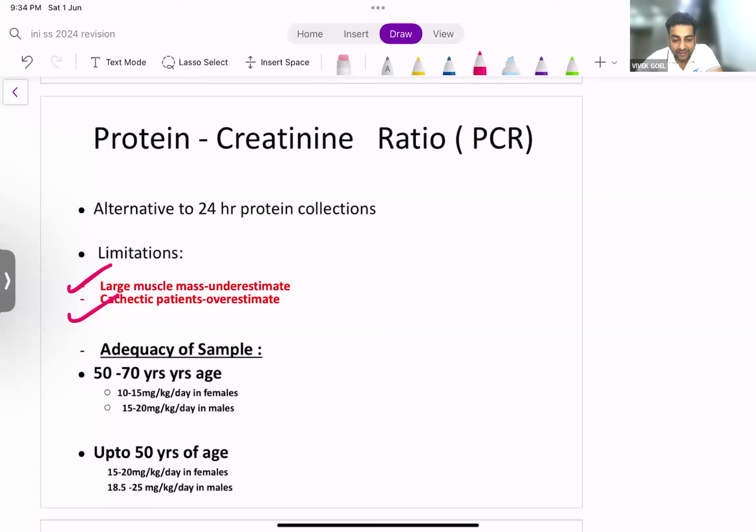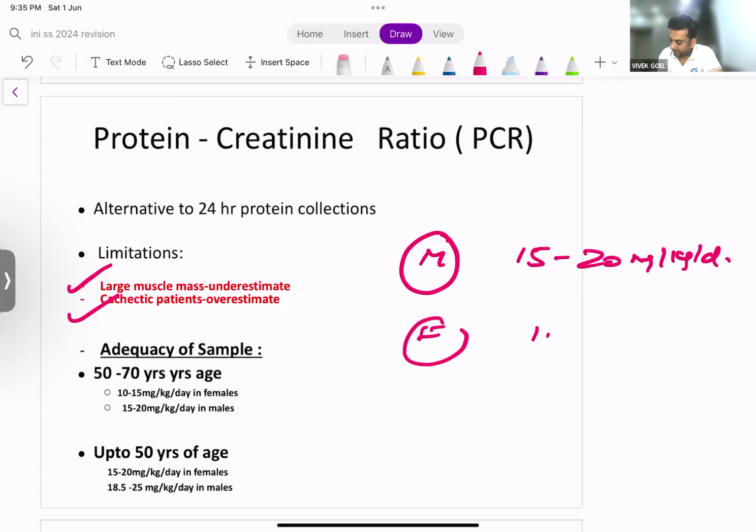For a male above 50, the creatinine excretion could be 15 to 20 mg per kg per day. But for a female, it should be 10 to 15 mg per kg per day. For under 50 males, it should be 18.5 to 25, and 15 to 20 mg per kg per day for females. So let me simplify life for you. For a male, you can just remember 15 to 20 mg per kg per day. And for a female, 10 to 15 mg per kg per day.